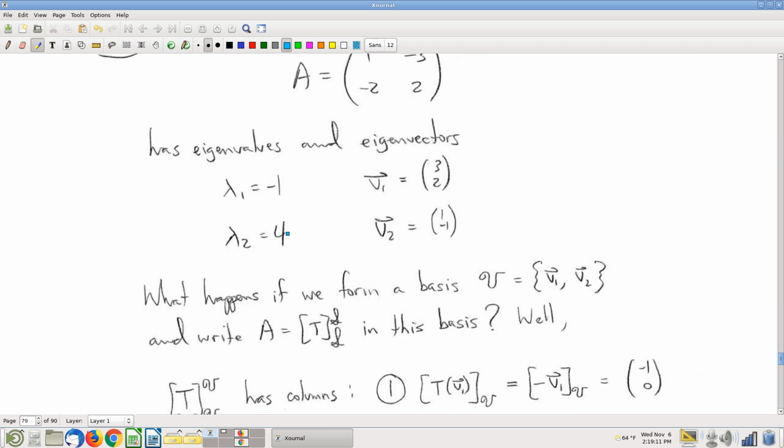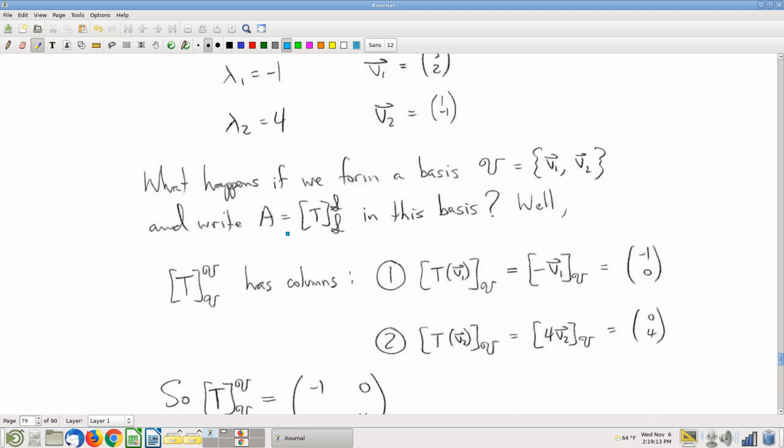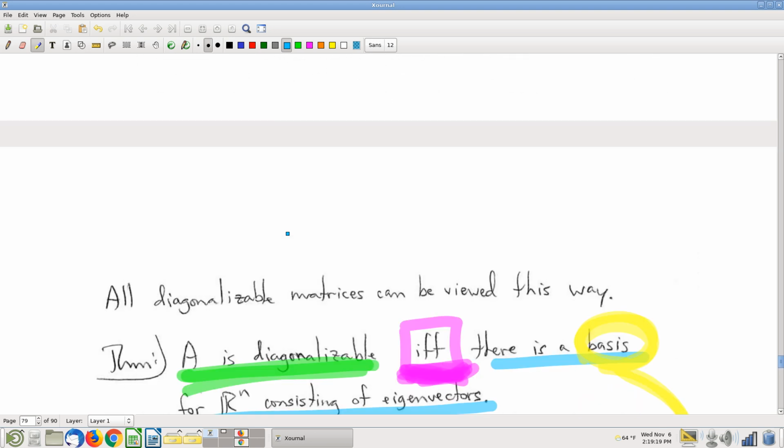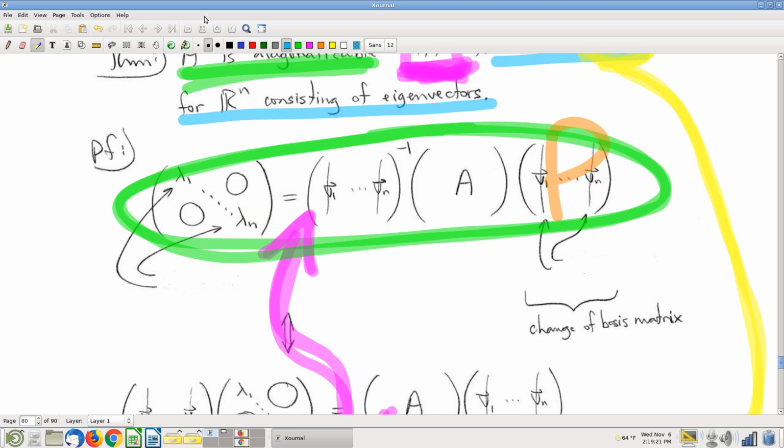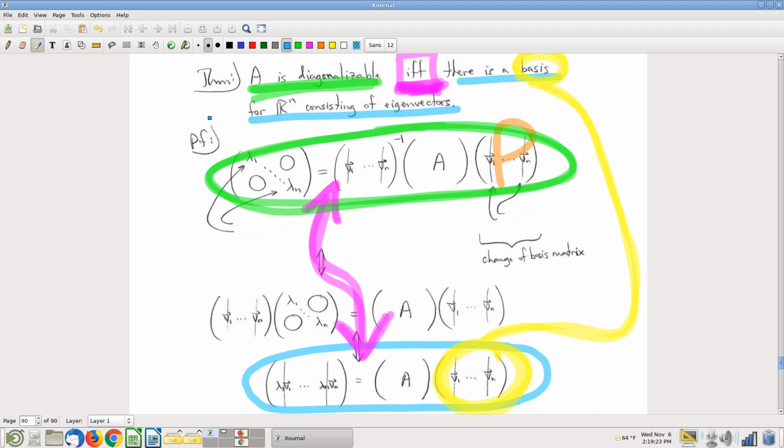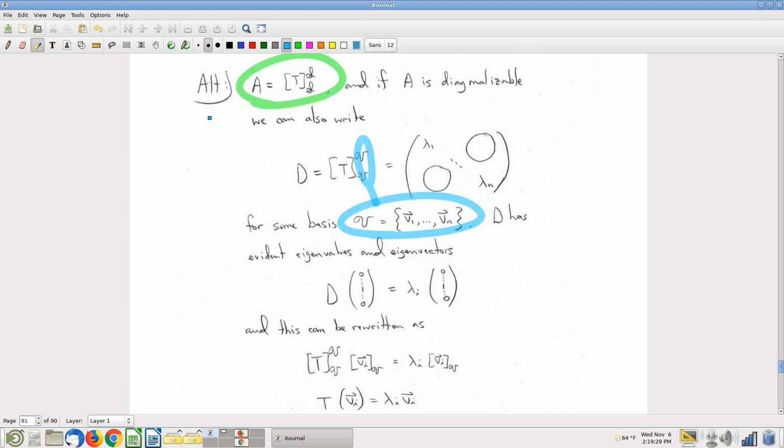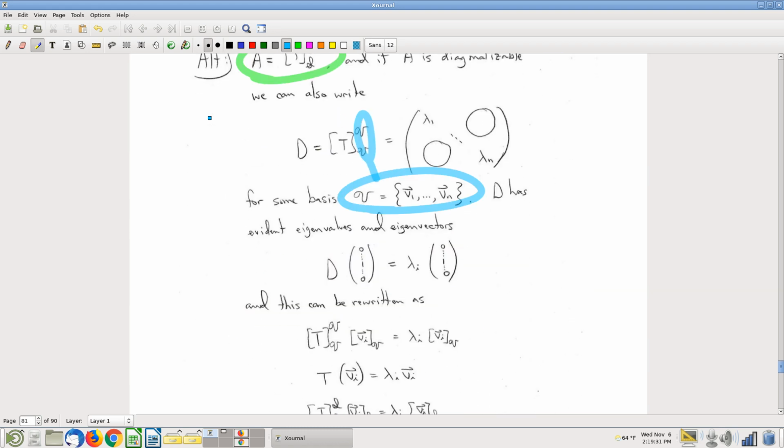Think about how eigenvectors make the diagonalizability work. First in this numerical example, then in this argument that takes sort of a conjugation point of view, and then in this argument that takes sort of a change of basis point of view.